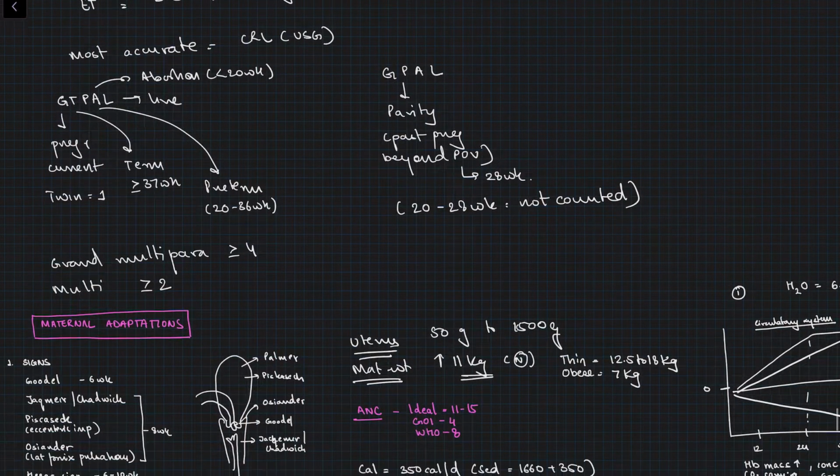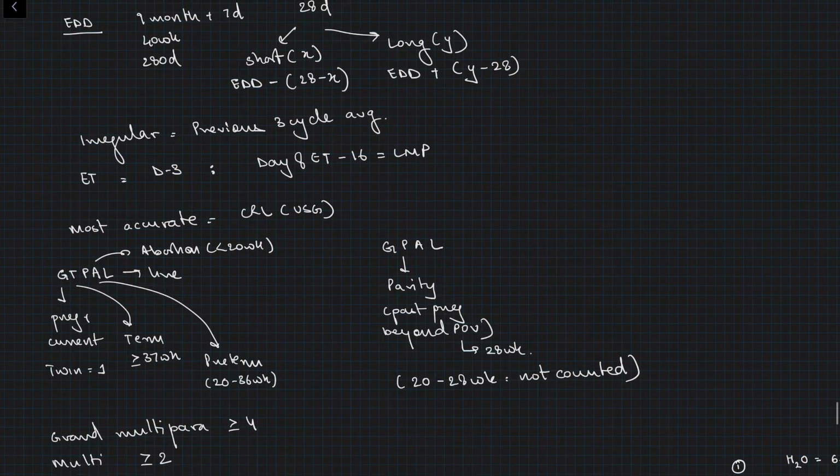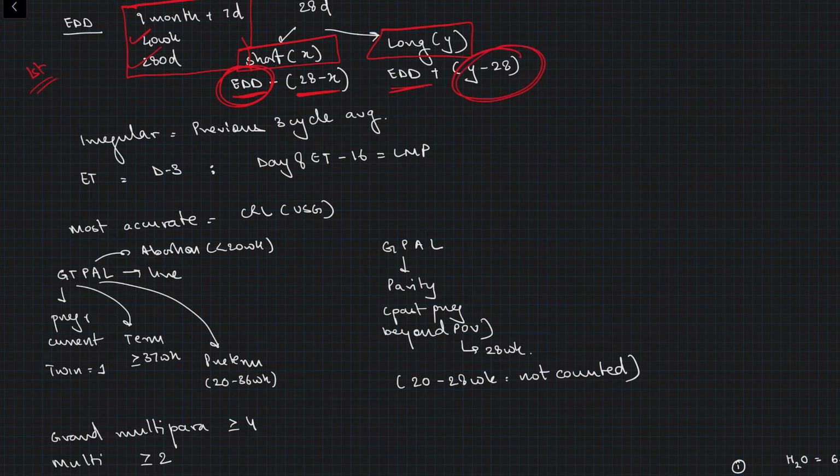All right. Now we calculate the EDD by adding 9 months and 7 days to the first day of the last cycle, or 40 weeks and 280 days. Remember, if the female has a short cycle, then we subtract 28 minus the cycle length of the female, and it is subtracted from the expected EDD. And for long cycle, we add the difference of the cycle from the normal cycle to the EDD.